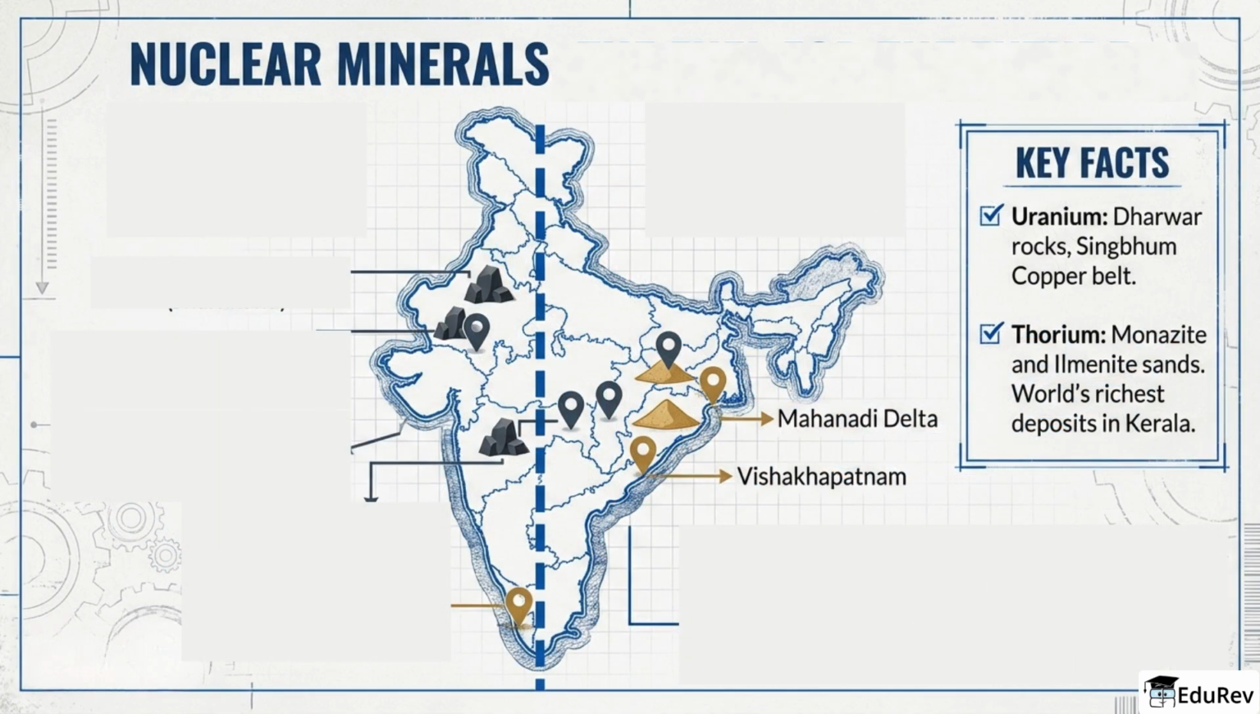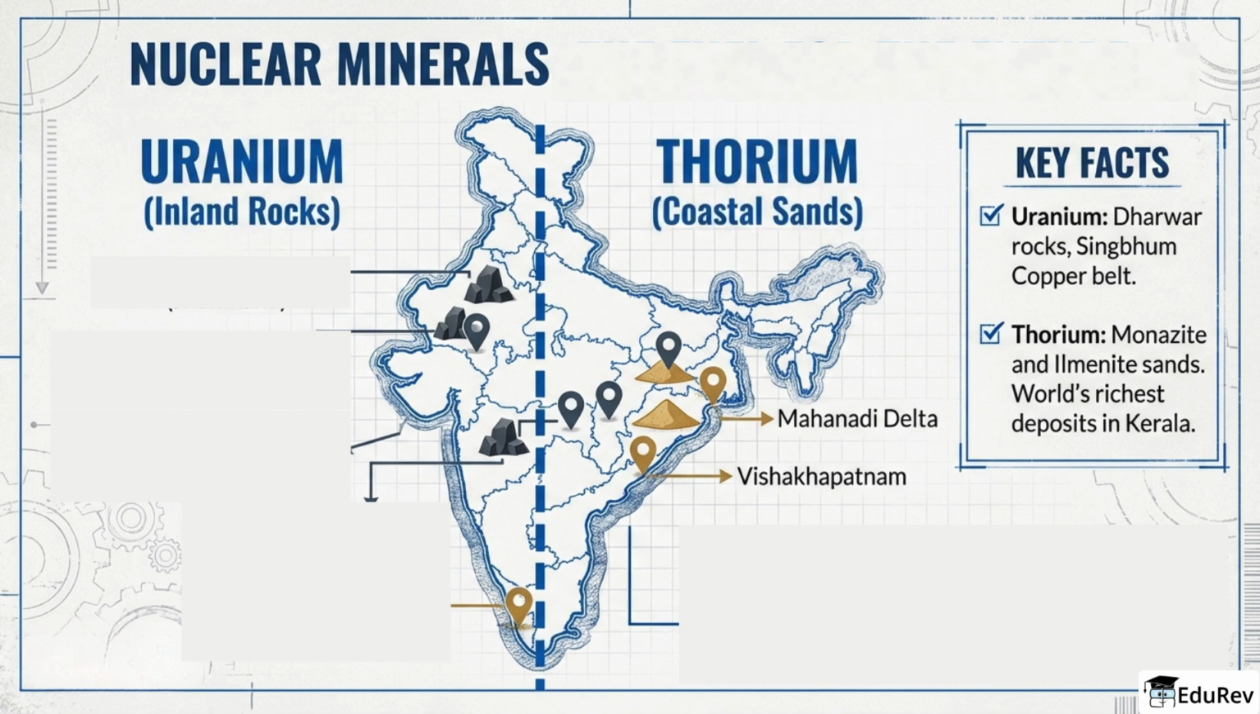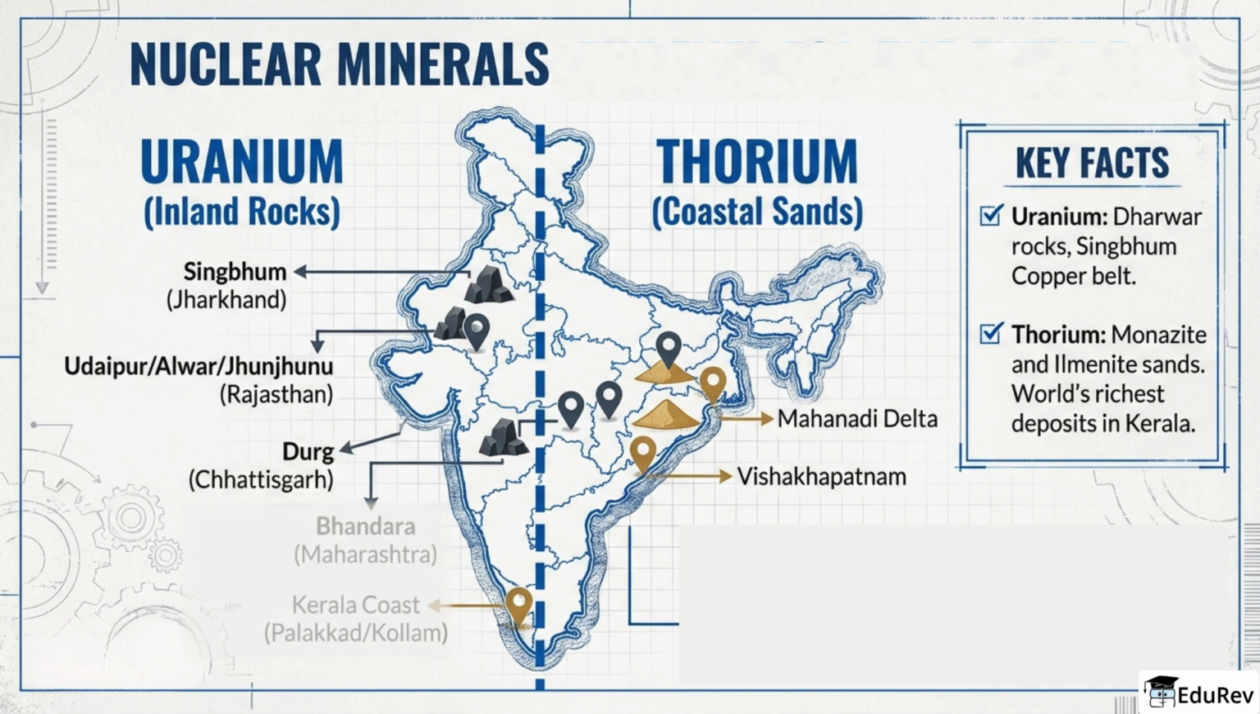Let's begin with nuclear minerals. India's two key nuclear minerals are uranium and thorium, but they occur in very different environments. Uranium is associated with inland hard rocks. That is why the important uranium zones are in places like Singhbhum in Jharkhand, the Udaipur Alwar Jhunjhunu belt in Rajasthan, Durg in Chhattisgarh, and Bhandara in Maharashtra.